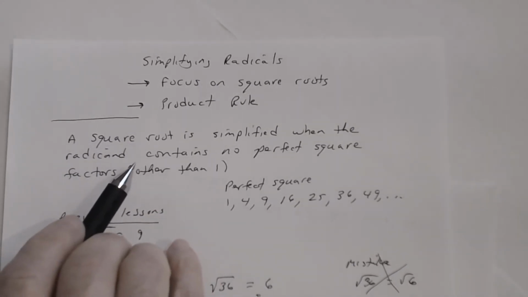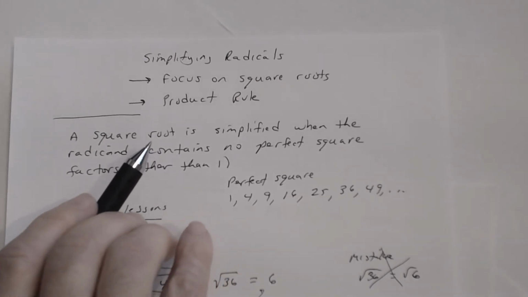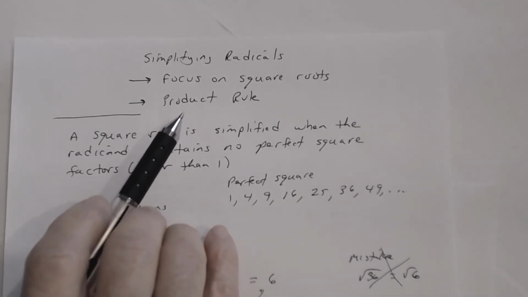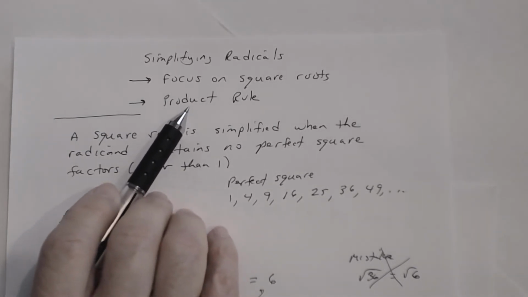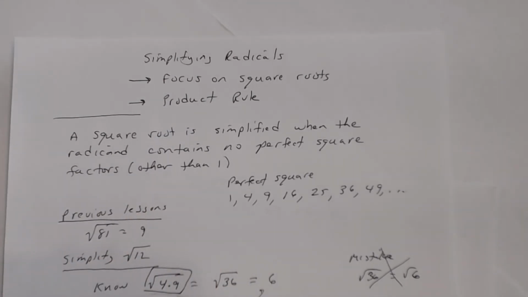The next lesson, we're going to use the quotient rule. Sorry, this was the product rule, so this focused on the product rule. The next lesson will be the quotient rule. All right, so that's the end of this lesson.